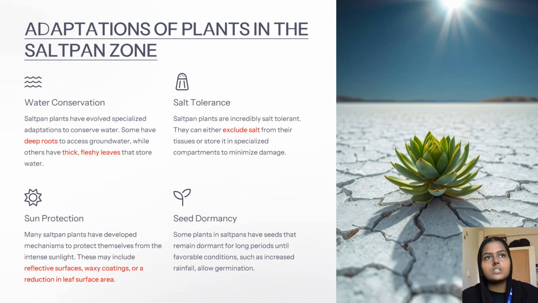And as the temperatures are very high in these areas, they either have a reflective surface which reflects the heat of the sun rays, or they have a very thick waxy coat, which reduces the rate of evaporation. And one of the mechanisms they use to make sure that their future generations survive in these very harsh conditions is that they produce seeds which can stay dormant for longer periods of time when there is a very unfavorable condition, and when there comes a favorable condition, they have the capability to germinate and propagate.